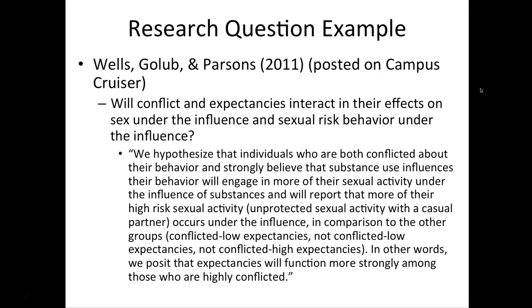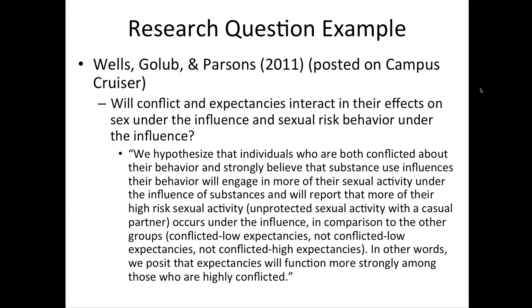And so this is straight from the paper that you can look at. We hypothesize that individuals who are both conflicted about their behavior and strongly believe that substance use influences their behavior will engage in more of their sexual activity under the influence of substances and will report that more of their high-risk sexual activity, defined as unprotected sexual activity with a casual partner, occurs under the influence in comparison to the other groups.